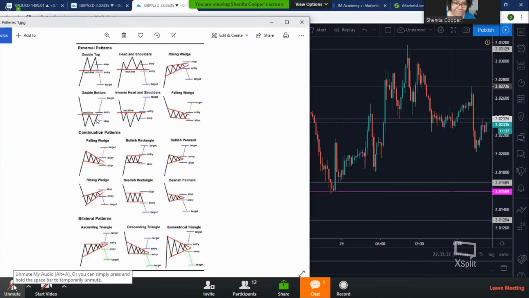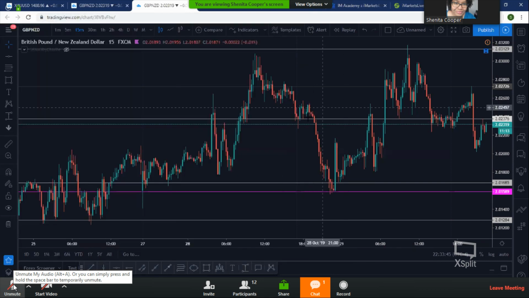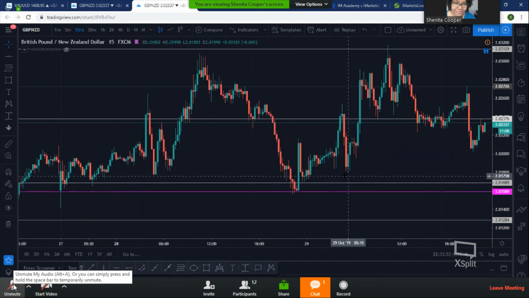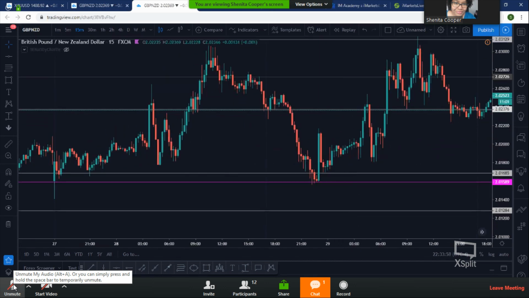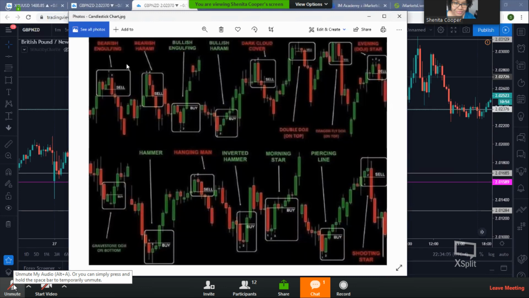Double bottom. What does it do? It breaks and goes up. Your target is here. Now, it broke, went up, came down. You need to learn your candlestick formations. Wrong one. Learn your reversal candlesticks. This is your money maker. Your candlesticks are your indicators.